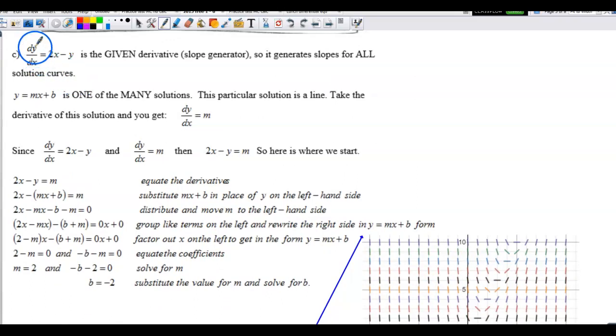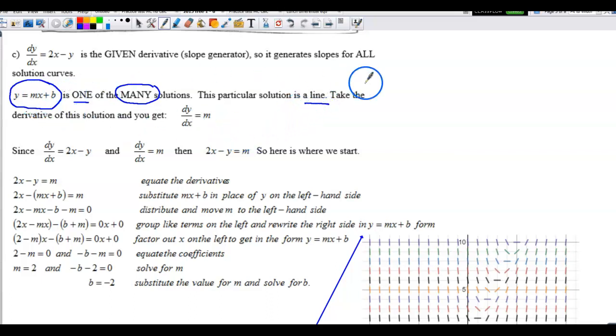So we know that the derivative, the slope generator, is 2x minus y. This is the given derivative, the given slope generator, the differential equation, so it generates slopes for all of the solution curves. Now they're proposing that there is at least one solution curve that is linear, in the form y equals mx plus b, so it's one of many solutions. This particular solution happens to be a line.